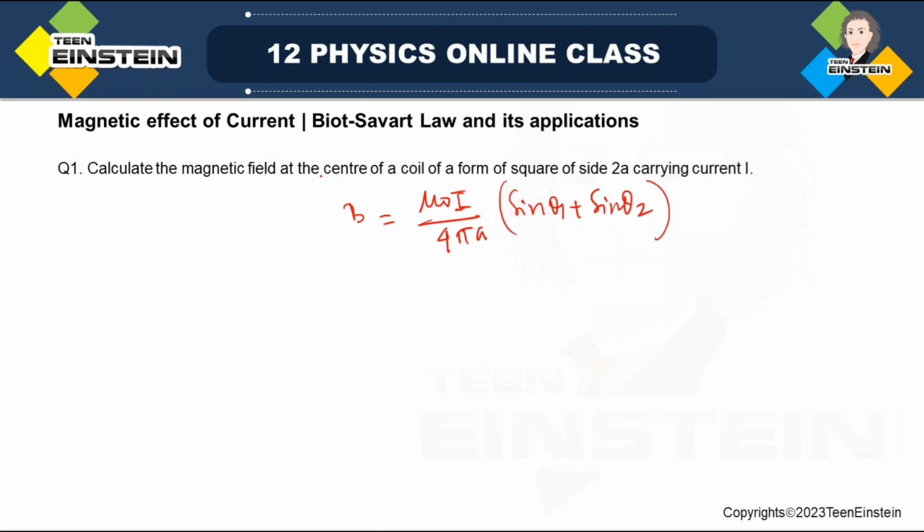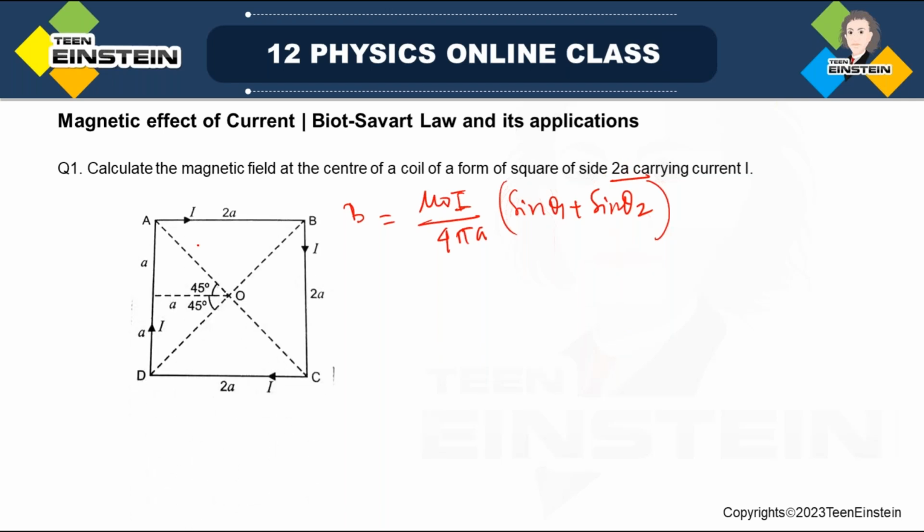Now see, we have to calculate the magnetic field at the center of a coil in the form of a square of side 2a, current I. I have to calculate magnetic field due to a square. Like I had a wire which I bent to form a square of side 2a. The thing is something like this. See, the conductor is bent to a square and each side has the same length 2a. That's why it is a square.